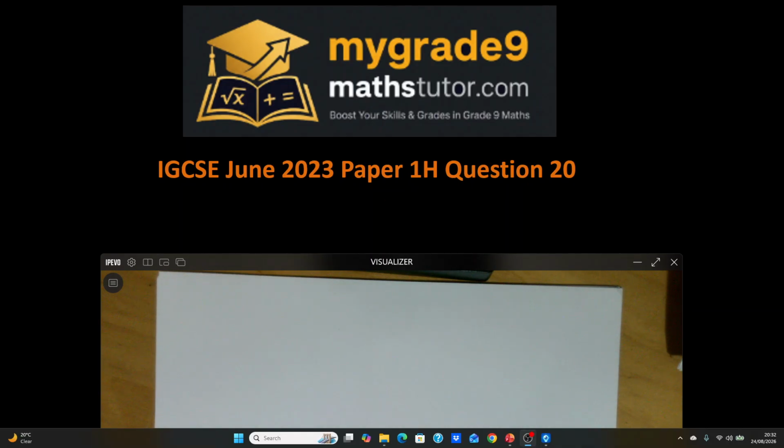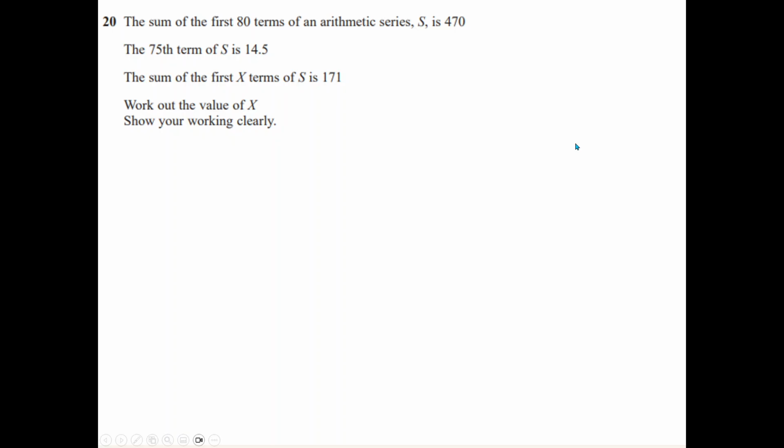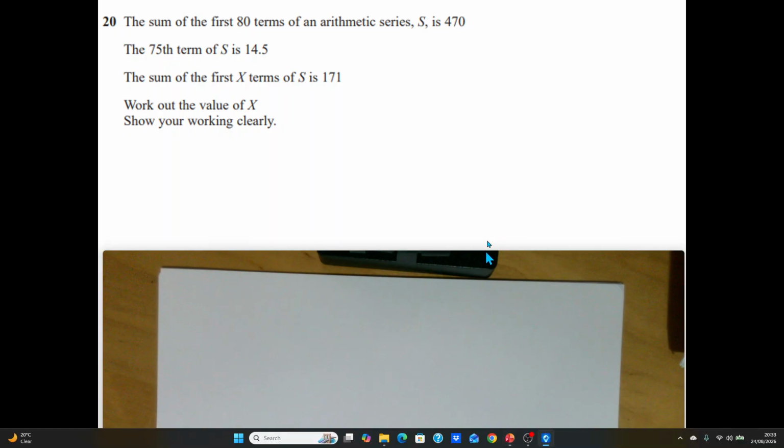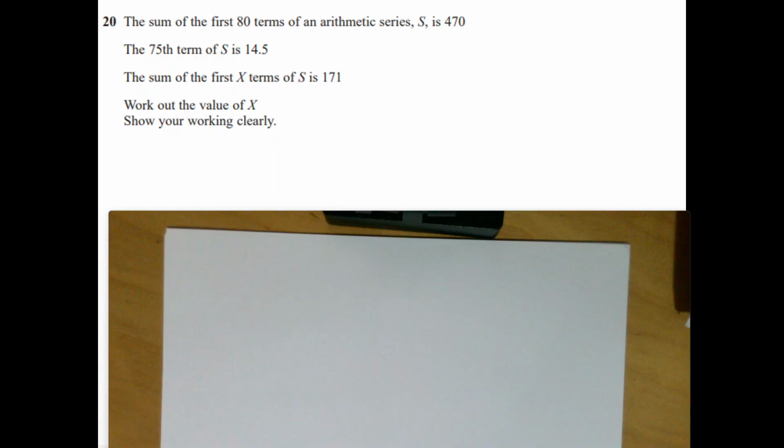Do a walkthrough of the June 23 1H, paper 1H, question 20 from the IGCSE. Ideally, you should have done this question and you should have marked it. Now you're going to listen to me talk you through so you can see where you should have got your marks. Right, so it's a sequences question.